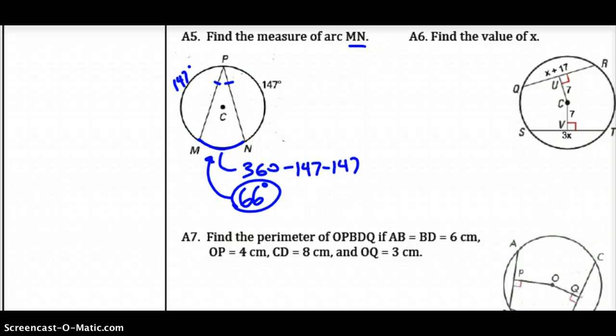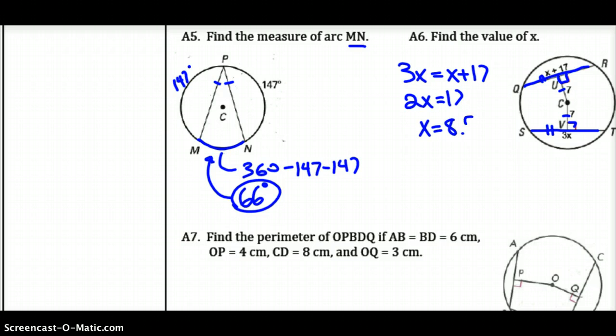Over here, it looks like we have equidistant and perpendicular. So that means this chord has to be congruent to this chord. So 3x equals x plus 17. Subtract the x over, divide by 2, and we do get 8.5 for our answer.